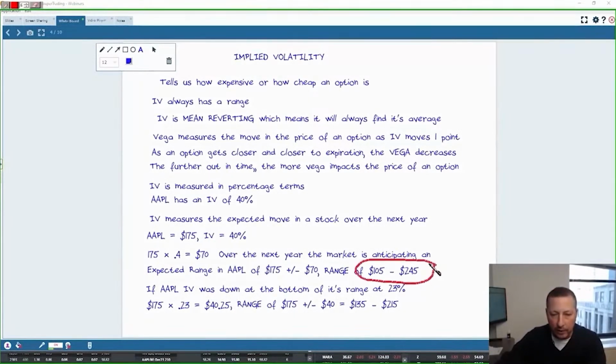So if we compare the 40% implied vol, which gives us this range right here, to the 23% implied vol, which gives us this range, we can see the wider the range, the more expensive options should be, right? Because the probability is that that stock can be all over the place. So what this tells us again, and most people don't understand what implied volatility measures.